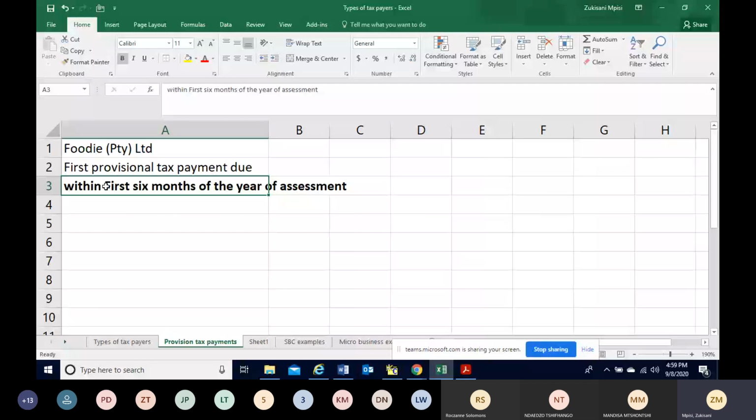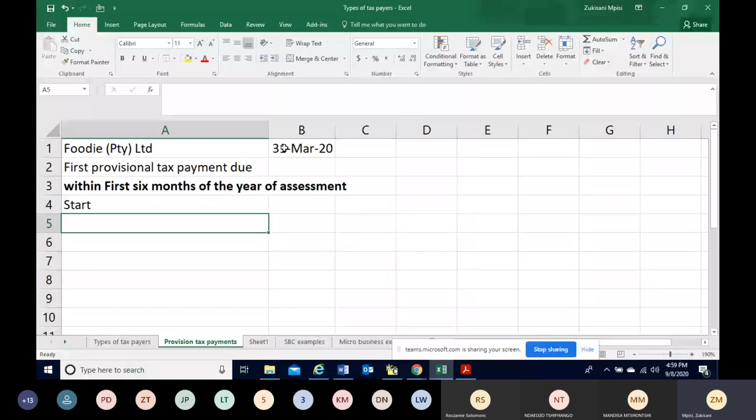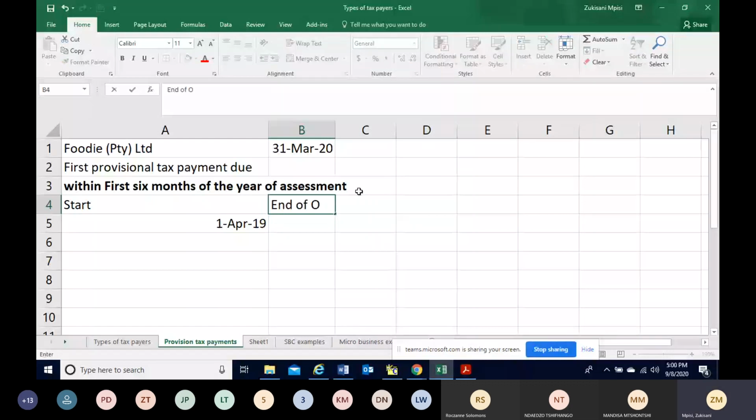Now, if Foodie's year of assessment ends 31 March 2020, when is the year of assessment starting? It means that the start of the year of assessment would be 1st of April 2019. And the end of the year of assessment, you are told that this is 31 March 2020.